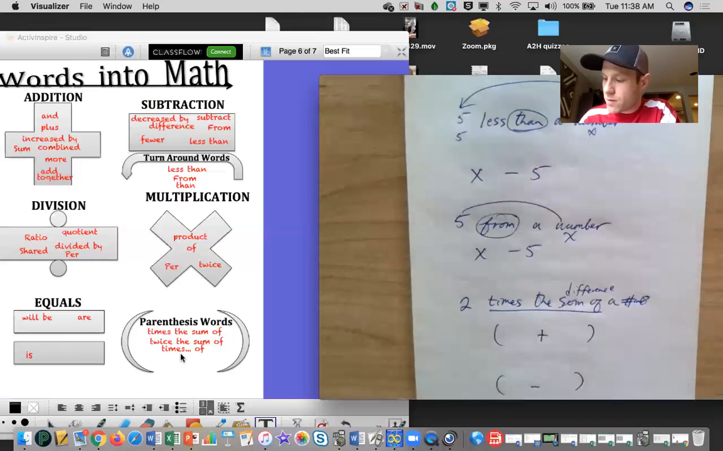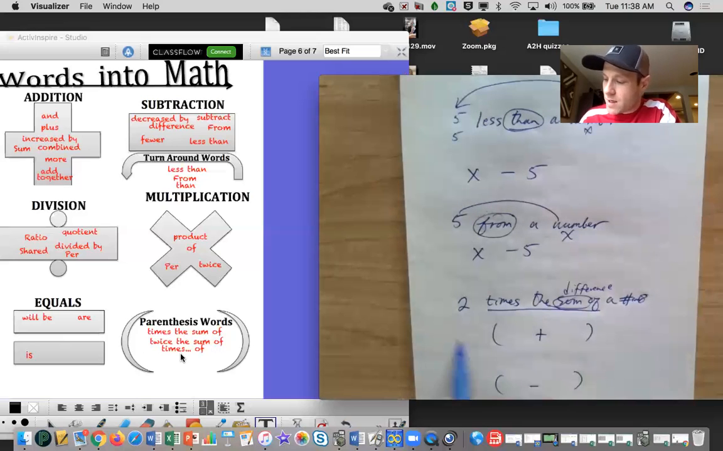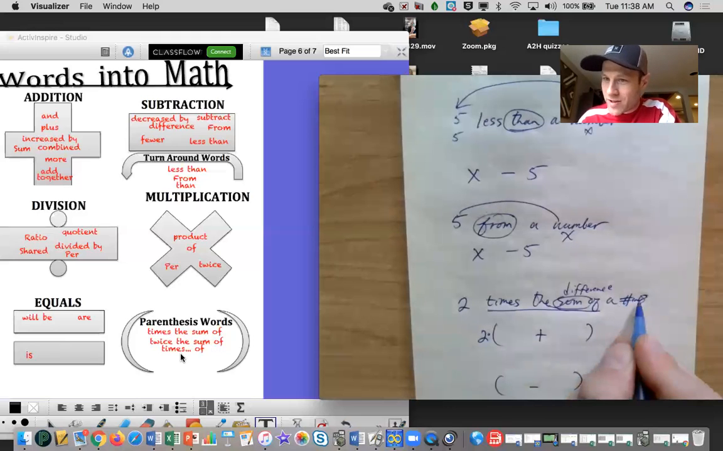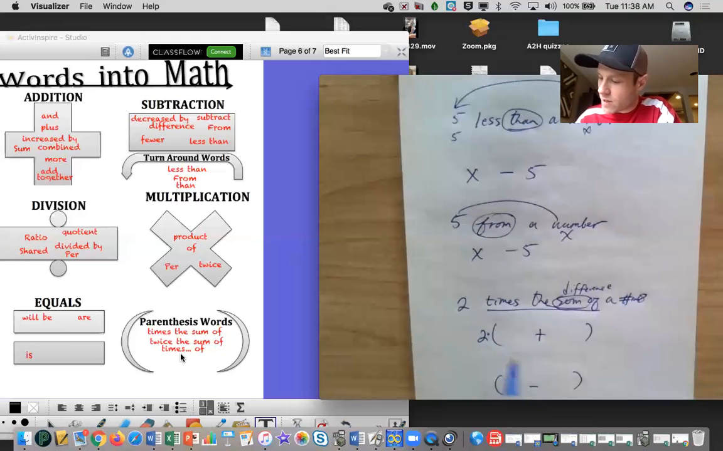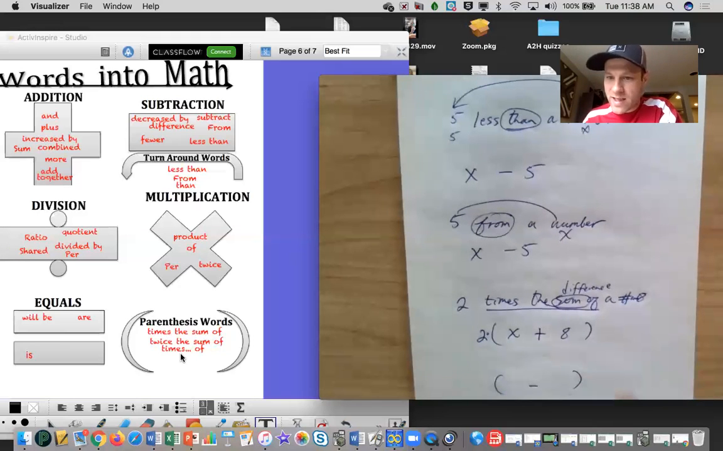Okay, so we're going to focus on sum for the first one here, and 2 times the sum of a number and 8. Now that's not a turnaround word. It doesn't say something with a from or a than. So the number and 8 just literally goes right in here. It just drops down in.